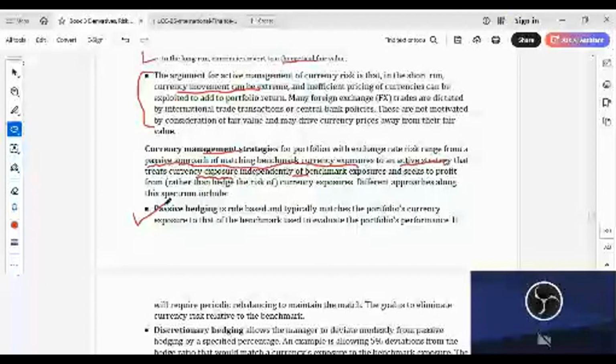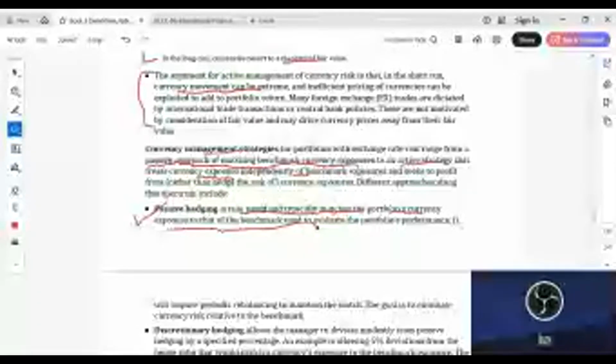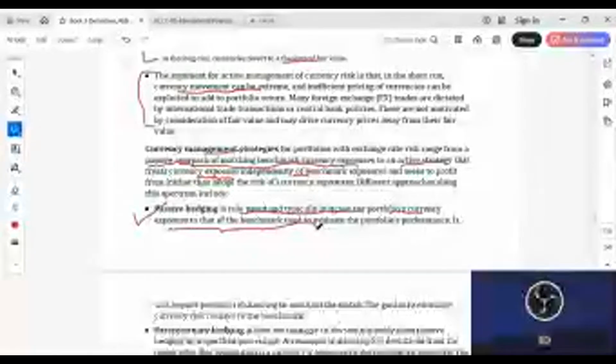It is rule based and typically matches the benchmark. So if your benchmark is fully hedged, you also hedge. If your benchmark is not hedged, you don't hedge, but still it will be called passive hedging. The goal is to eliminate currency risk, not absolutely, but relative to the benchmark.